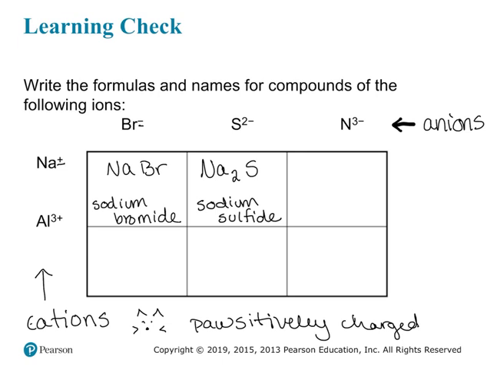That's fine. All right, so now let's say we're pairing up sodium with nitrogen. So we have a positive charge and a 3 minus charge. So what is the formula there?